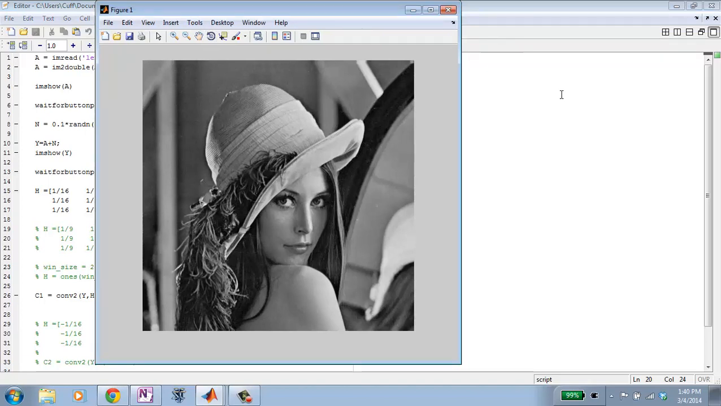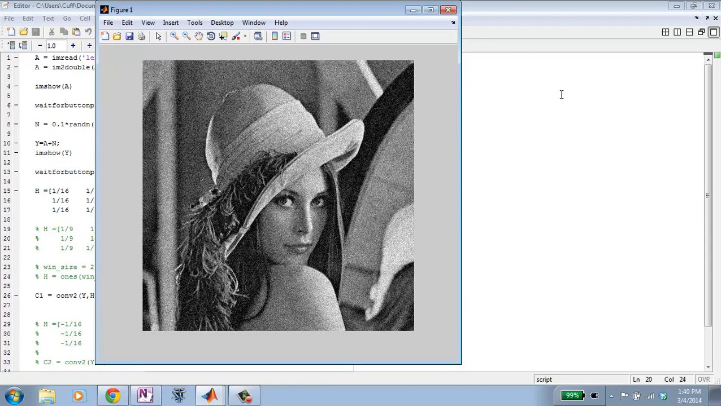Okay, so this is an image. This image is actually always used for image processing. This is one of the famous ones. What we're going to do is add noise to this in the form of random numbers. Okay, so now it has noise added.